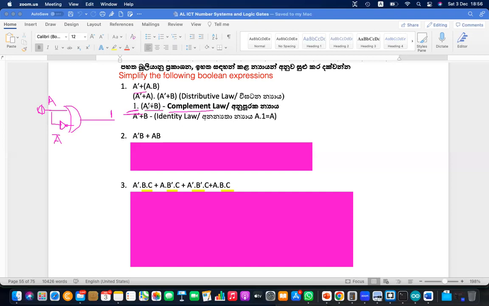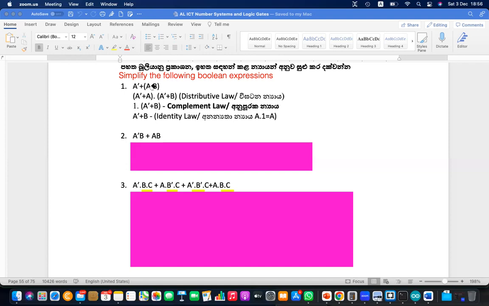So 1 and this one will be the same because that is identity law. 1 and A is A. 1 and B is B. 1 and C is C. 1 and anything is that same thing. 1 එක මොකක් ආවත් ඒකමයි. So that is identity law. So this is the simplification.